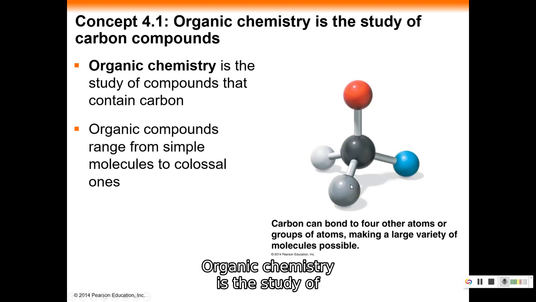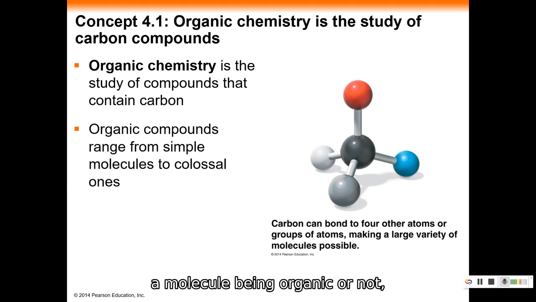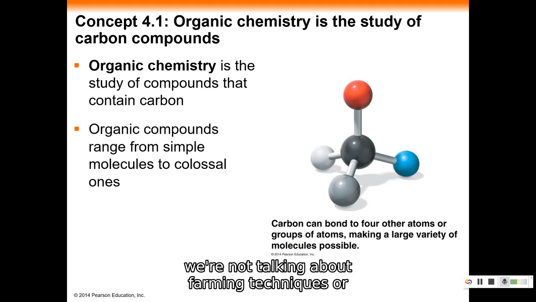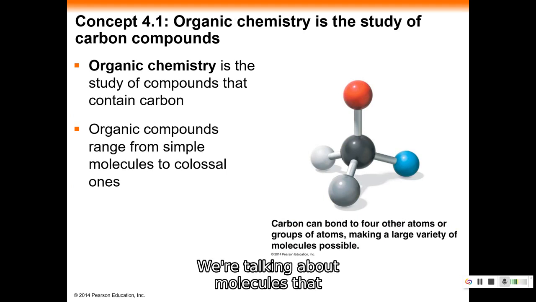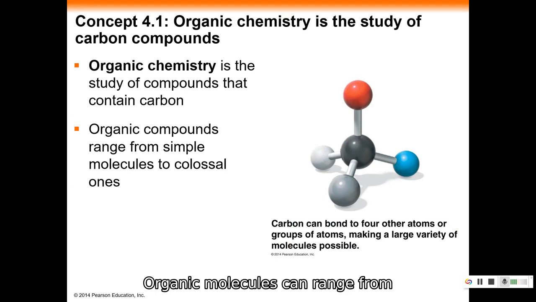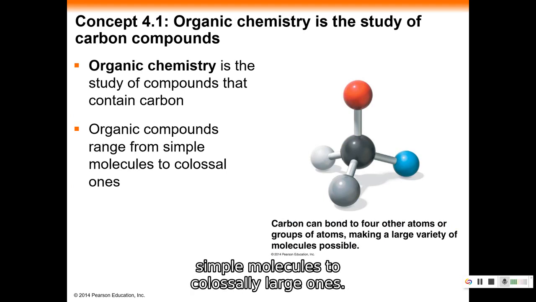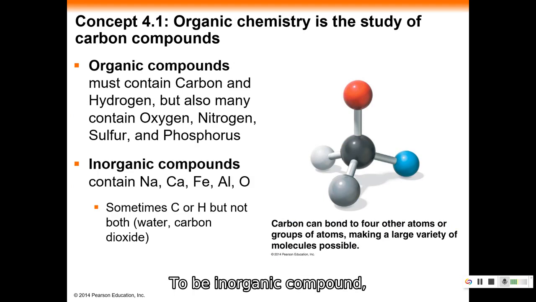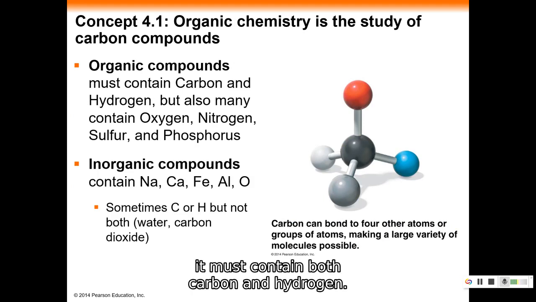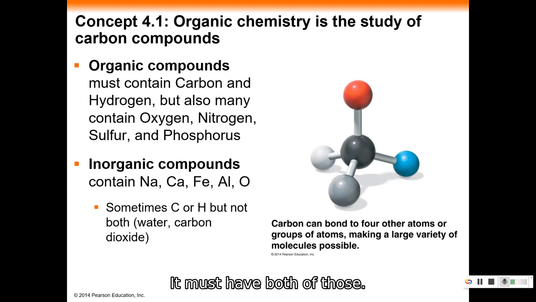Organic chemistry is the study of compounds that have carbon in them. So when we're talking about a molecule being organic or not, we're not talking about farming techniques or pesticides or what kind of carrots you're buying at the grocery store. We're talking about molecules that are based on carbon and hydrogen. Organic molecules can range from simple molecules to colossally large ones. To be an organic compound, it must contain both carbon and hydrogen. It must have both of those.